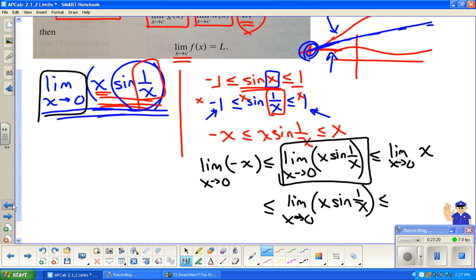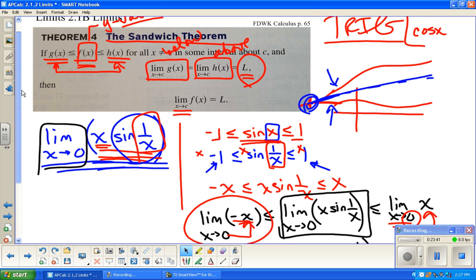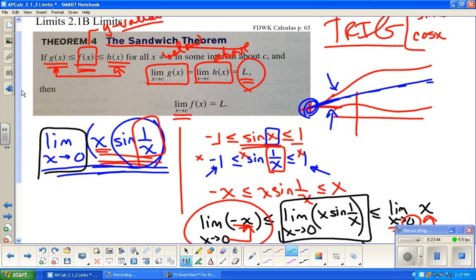Now, -x is continuous. I can find that limit by just dropping a 0 in there. What's the opposite of 0? Sweet. Well, I can do that here also. What's the limit as x approaches 0 of x? Well, x is 0. So that's 0 also. Now what this thing says is if these two limits are the same thing, then the answer for the limit I was really looking for is that value.